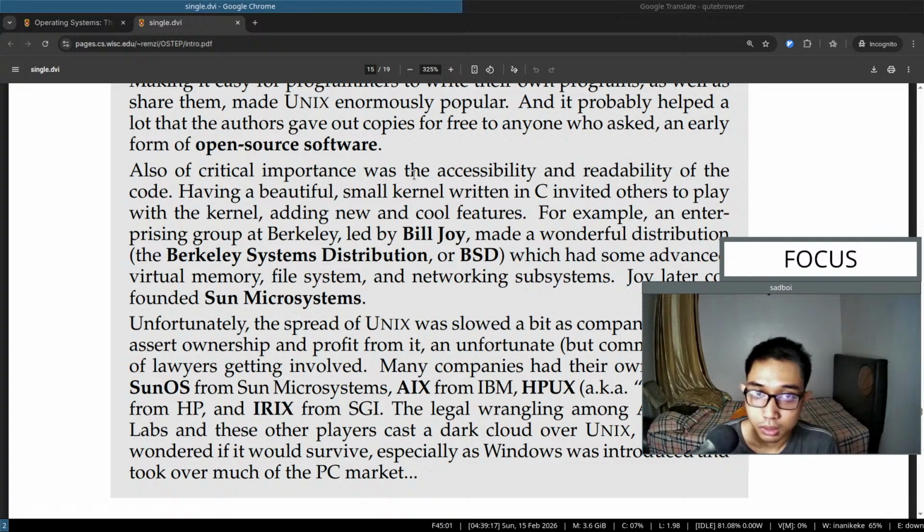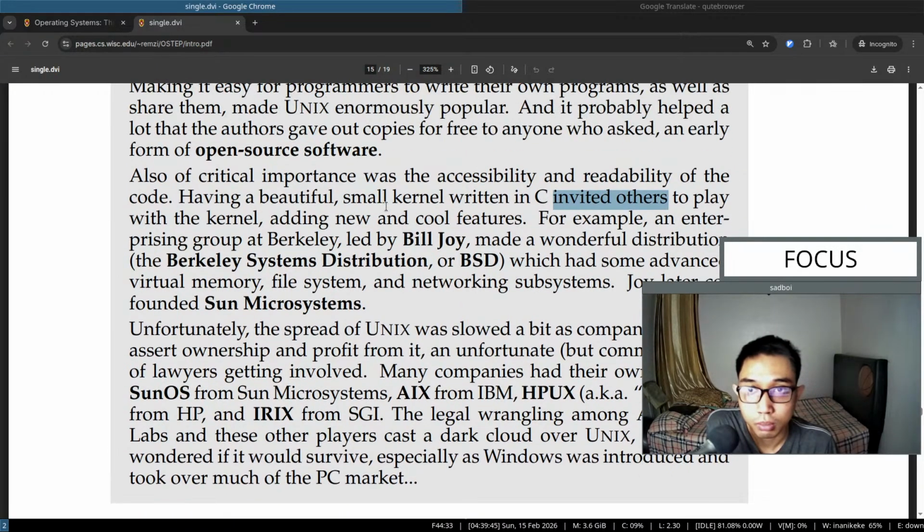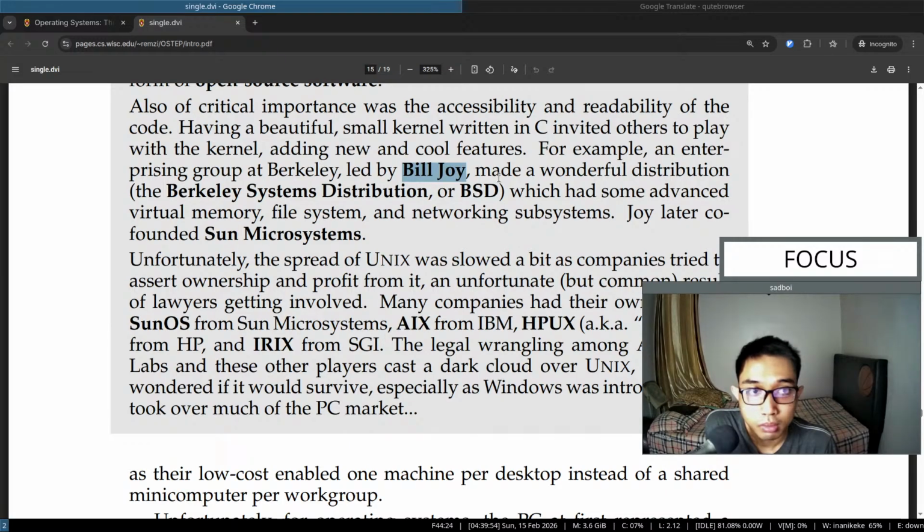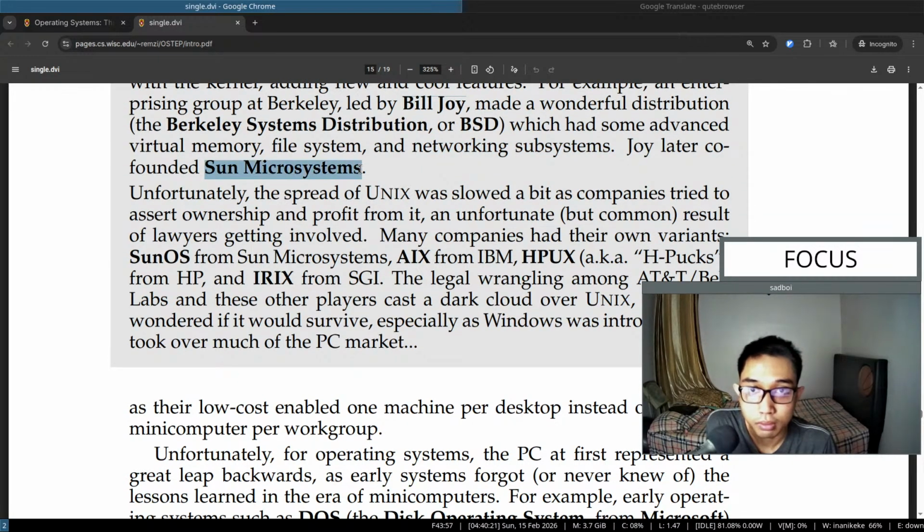Also of critical importance was the accessibility and readability of the code, having a beautiful small kernel written in C, inviting authors to play with the kernel, adding new and cool features. For example, the enterprising group at Berkeley, led by Bill Joy, made a wonderful distribution, the Berkeley Software Distribution, or BSD, which has advanced virtual memory, file system, and networking subsystems. They later co-founded Sun Microsystems.